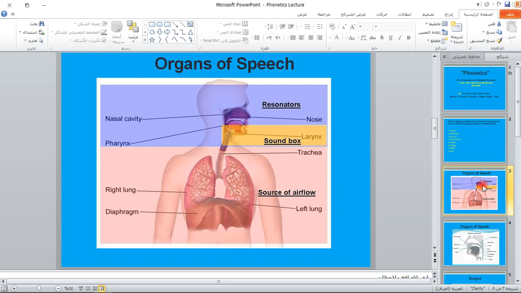In this situation, there are two kinds of sounds, voiced and voiceless. The question concerning this point: what's the difference between voiced and voiceless sounds? Voiced sounds are produced with vibration in the vocal cords. For example, the sound B as in big, while voiceless sounds are produced without vibration in the vocal cords. For example, P as in pig.